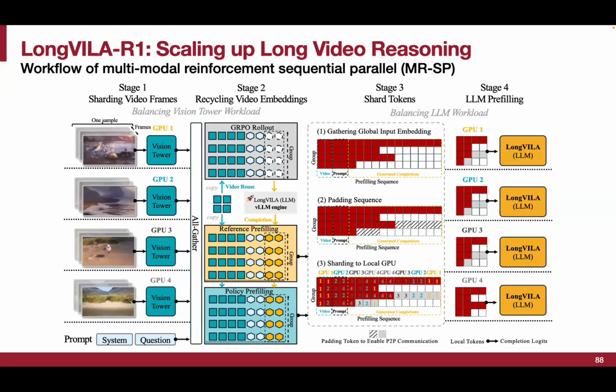So this is the workflow of the multimodal reinforcement learning sequence parallel. It has 4 stages. In the first stage, we want to shard the video frames across multiple GPUs, feeding the videos and also the system prompt, as well as the question. Stage 2 is reusing the video embeddings. You have multiple visual embeddings to do the GRPO rollout across multiple GPUs. And this is using the vLLM engine.